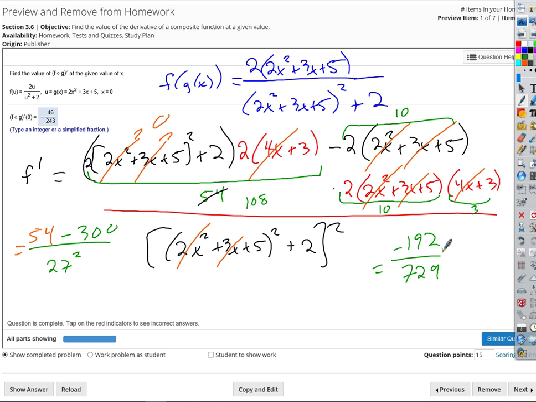192 divided by 3 is 64. If I just divide top and bottom by 3, and I can see they're both divisible by 3 because if I add the digits up, I get a number divisible by 3. So I know I can divide 3 into both of those.